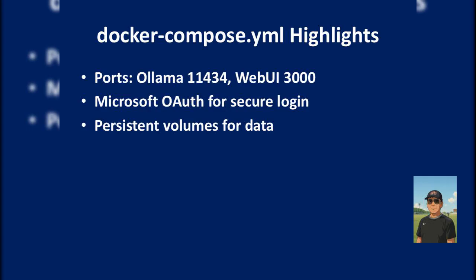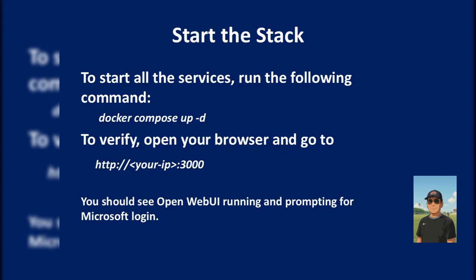To start all services, run the Docker Compose command. Verify by opening your browser and accessing WebUI, where you'll be prompted for Microsoft login. Set up Microsoft OAuth by registering your app in Azure AD. Follow the steps to configure application details, certificates, and authentication settings.